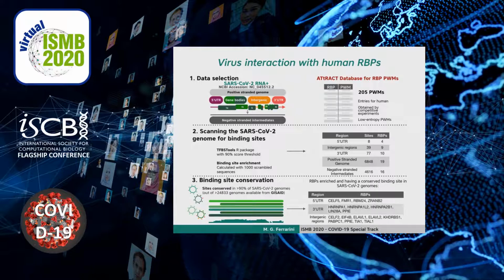Finally, we tested if these sites were conserved among around 25,000 SARS-CoV-2 genomes available from GISAID, and we validated 18 RBPs having enriched and conserved sites among these SARS-CoV-2 genomes.